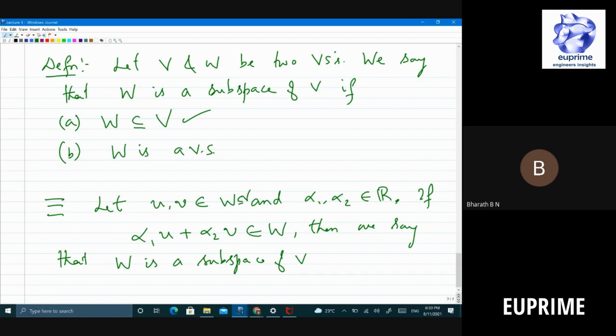No, there is no guarantee that W is a vector space, right? See, what I'm doing is I have a vector space V. V is a vector space. I'm taking a subset W. Now, what will ensure that W is also a vector space? Therefore, it's a subspace, right? One condition that will ensure that W is a vector space is this.